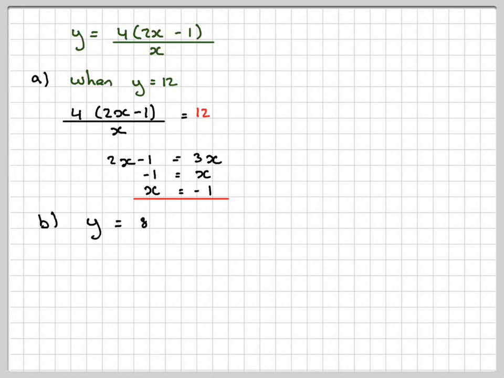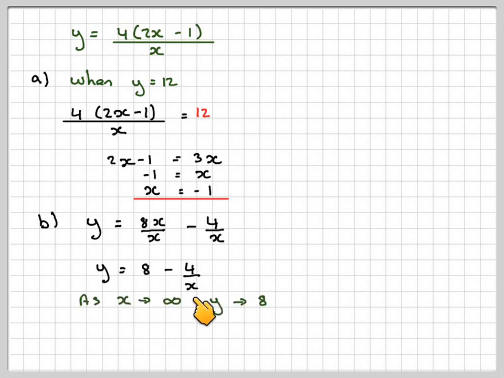Now, what happens when x becomes large? So if we now do this, 4 times 2 is 8. So we're going to get 8x over x. And then minus 4 over x. So 4 times minus 1 will make minus 4 over x. The x's here will cancel out, so we get y is equal to 8 minus 4 over x. So as x becomes very large, 4 over x will approach 0, and you're going to be left with just y approaching 8. So y will approach 8. Therefore, y approaches 8 when x is large.